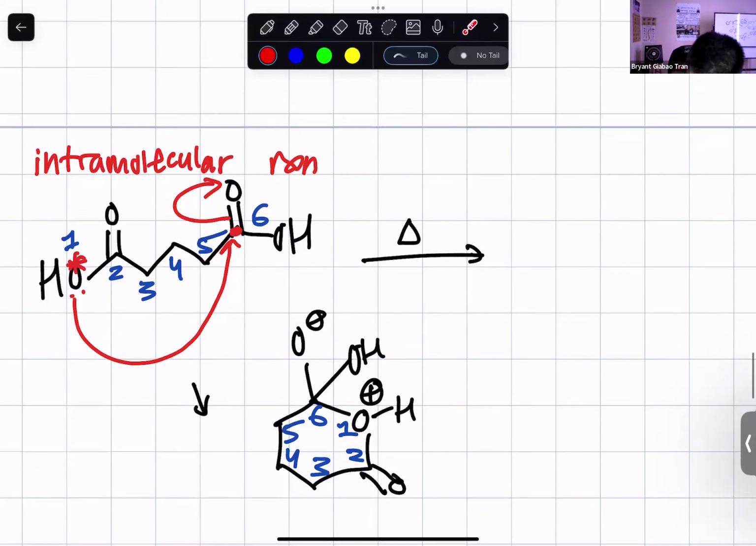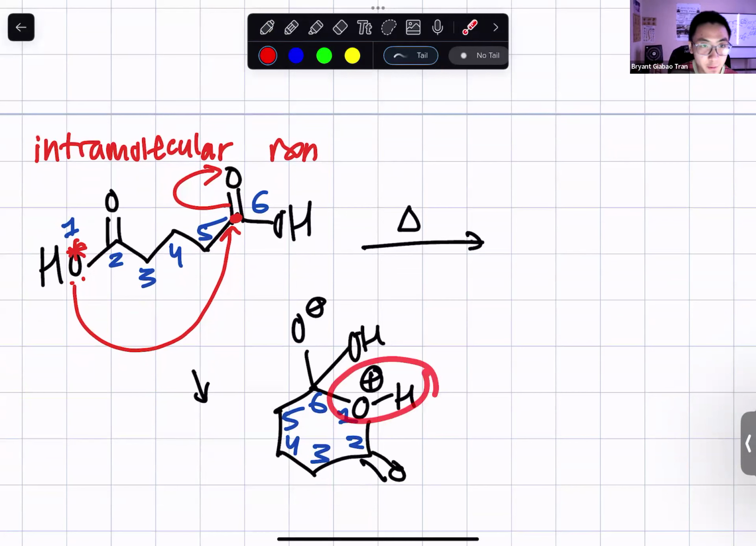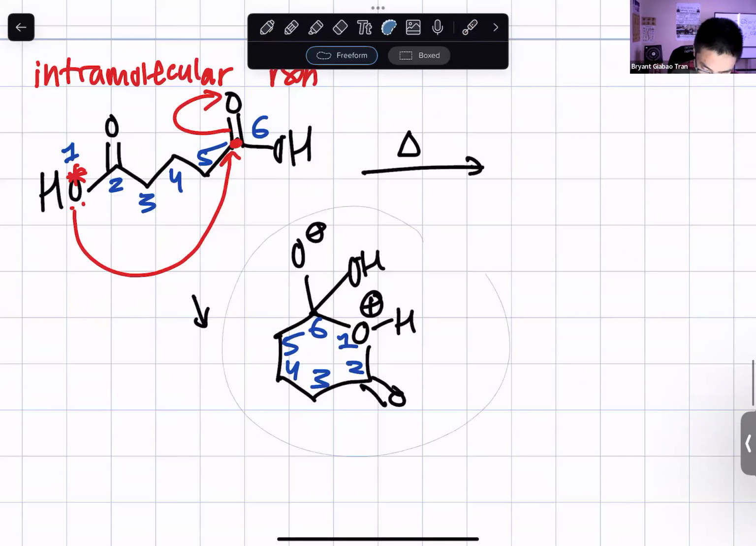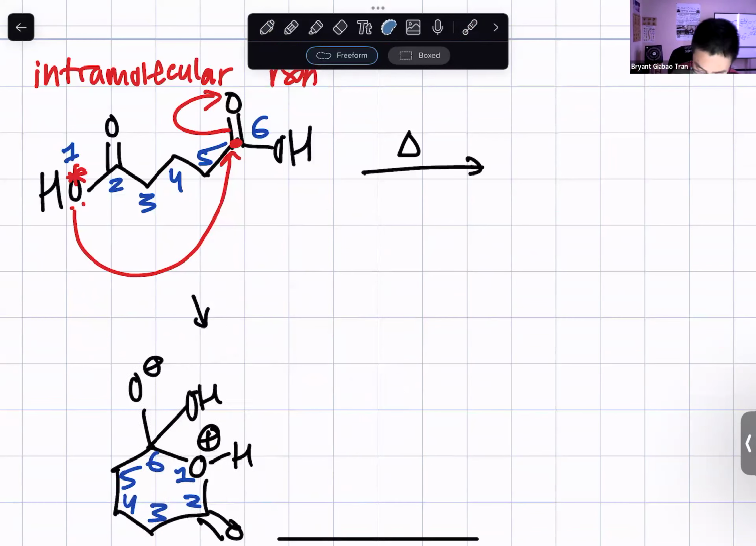right? But this is the group I want to keep right here. So I want to make that into a bad leaving group. This is the group I want to kick out right there. So I want to make that into a good leaving group. I'm going to do it in Farahat's or in a series way where I deprotonate and protonate at the same time.